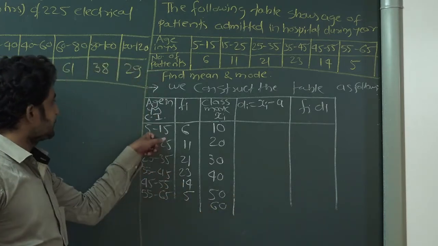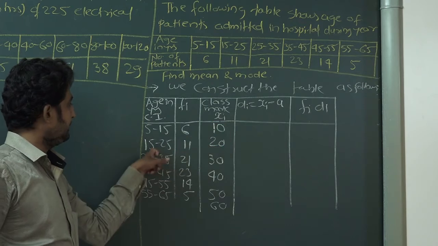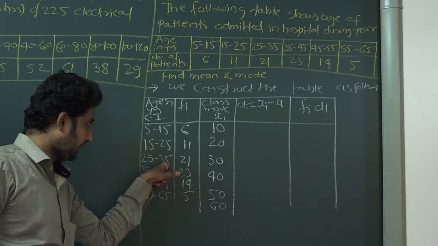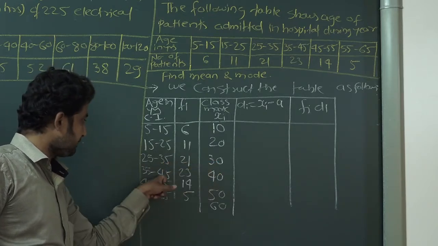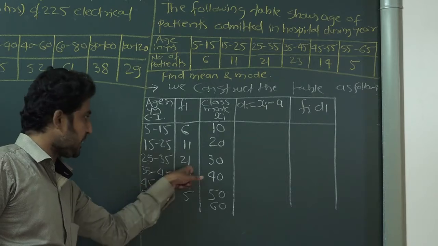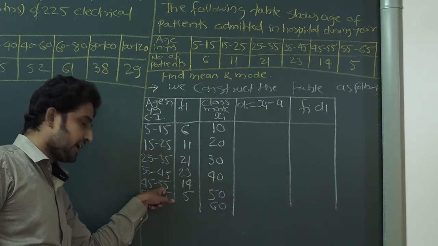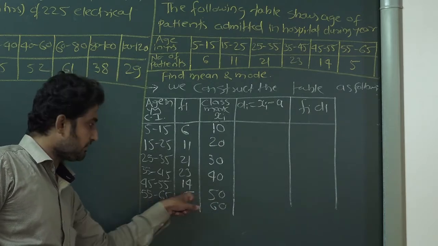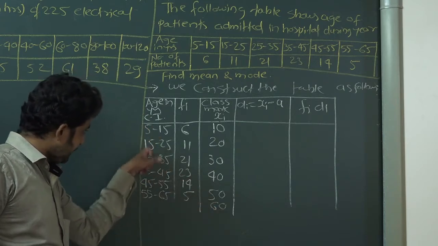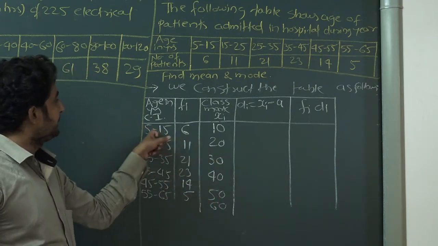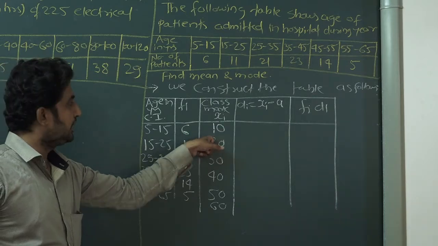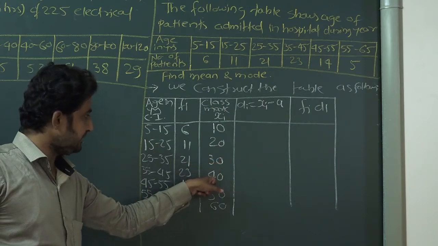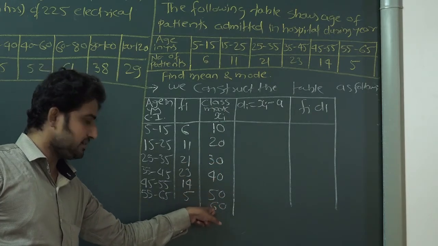Or you may calculate 5 plus 15 divided by 2, 10. 15 plus 25 divided by 2 is 20. 25 plus 35, 60 divided by 2 is 30. 35 plus 45, that is 80 divided by 2, that is 40. 45 plus 55, that becomes 100 by 2, 50. And 55 plus 65, that becomes 120 divided by 2, becomes 60. You may do it like this, or you may add the class width to every previous value of xi. So 10 plus 10, 20, plus 10, 30, plus 10, 40, plus 10, 50, plus 10, 60.